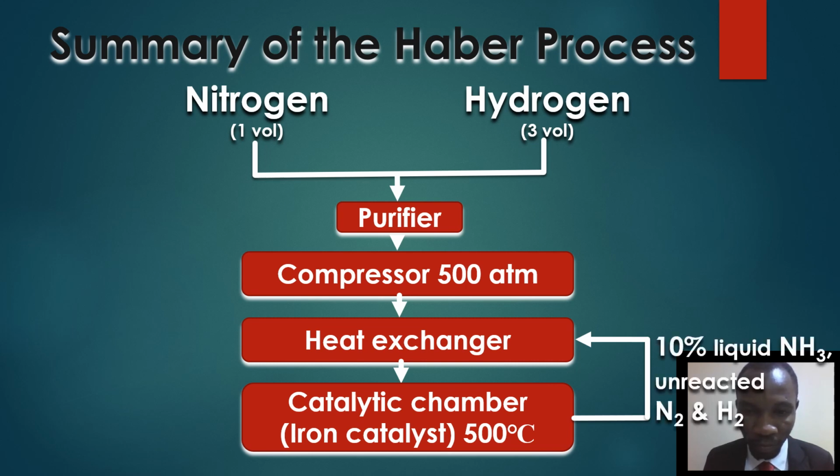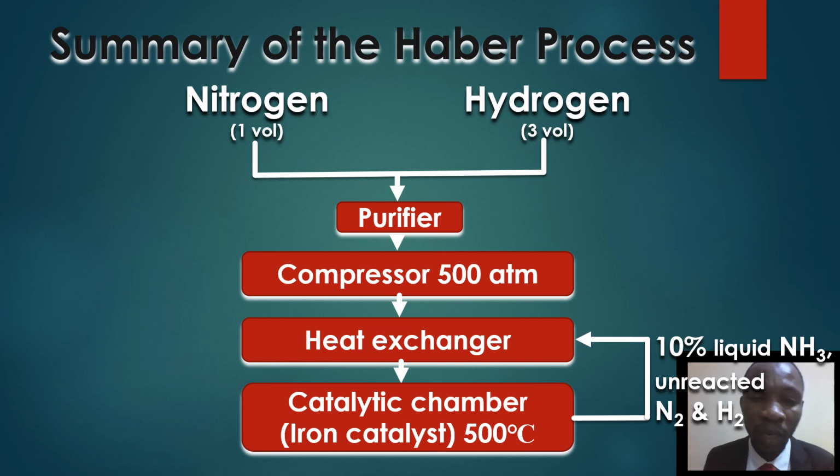We have 10% liquid ammonia. So this means of all the ammonia that is formed, only 10% of it is liquid, as the rest is in gaseous state. Then we also have unreacted nitrogen and hydrogen. So they are hot. They are taken to the heat exchanger to cool them, so that that hot mixture can heat the incoming reactant, you see.